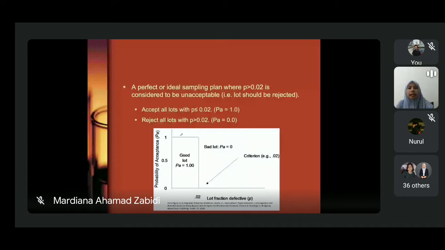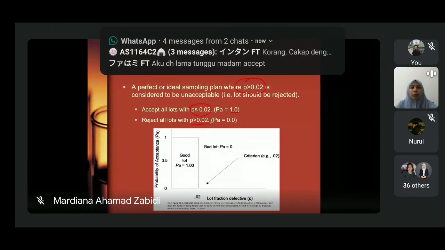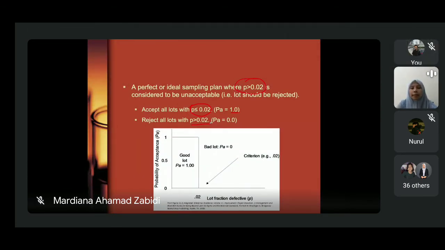Okay, this particular graph is for the ideal sampling plan, whereby a probability of more than 0.02 is considered unacceptable. So when we want to accept the product, the probability should fall in the region of 0.1. And if we want to reject the lot, then the probability value is greater than 0.02. So this one is the ideal sampling plan.